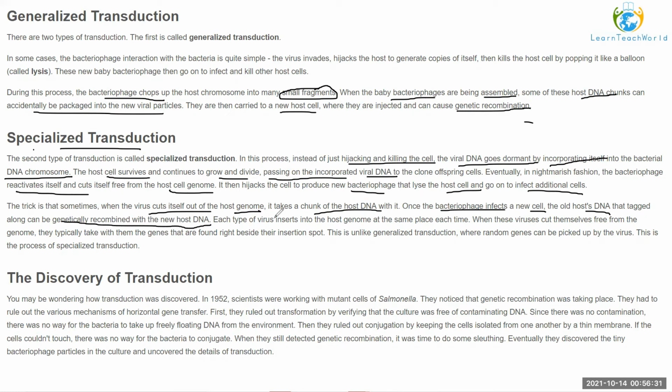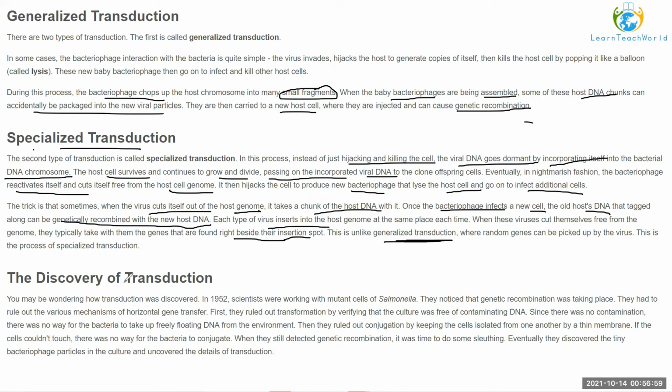So each type of virus inserts into the host genome at the same place at the same time. So when these viruses cut themselves free from the genome, they will typically take the genes that are found right beside their insertion point. Now, this is unlike general transduction where random genes are picked up, right? Here it is a specialized spot or specialized sequences.